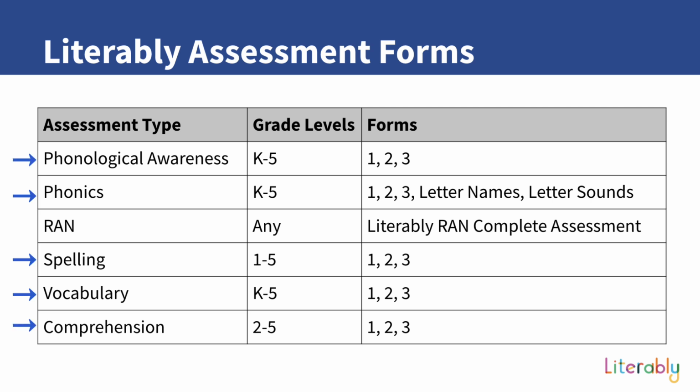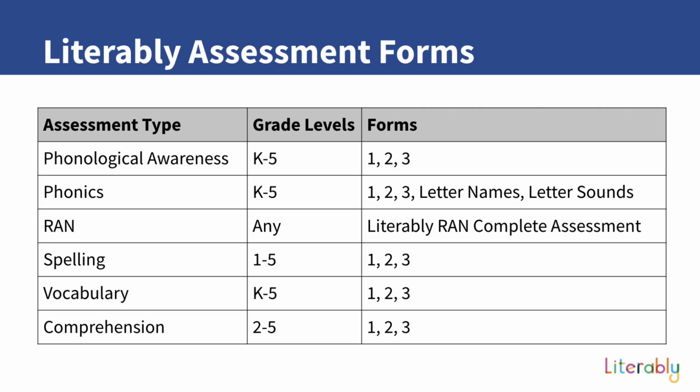For phonological awareness, phonics, spelling, vocabulary, and comprehension, Literably has 3 forms for each grade level. Phonological awareness, phonics, and vocabulary have forms for grades K through 5. Spelling has forms for grades 1 through 5, and comprehension covers grades 2 through 5. For phonics, we also have letter name and letter sound screeners for students who may not be ready to decode words. The 3 pre-made forms at each grade address the same skills using different questions.